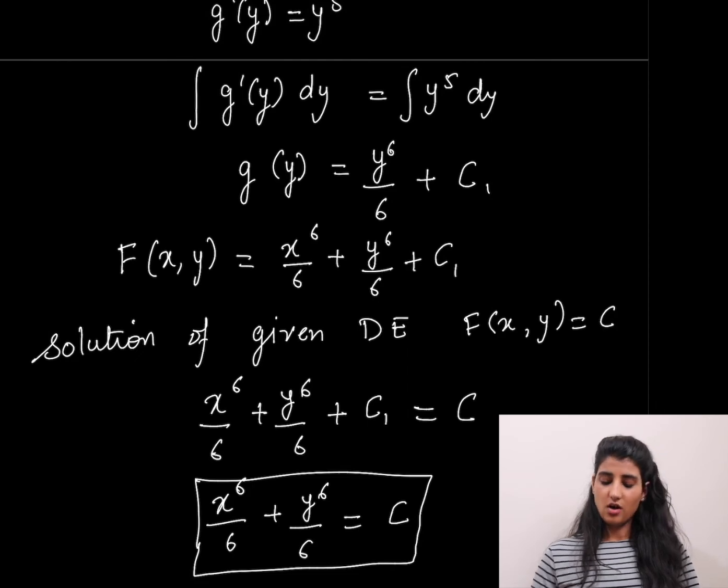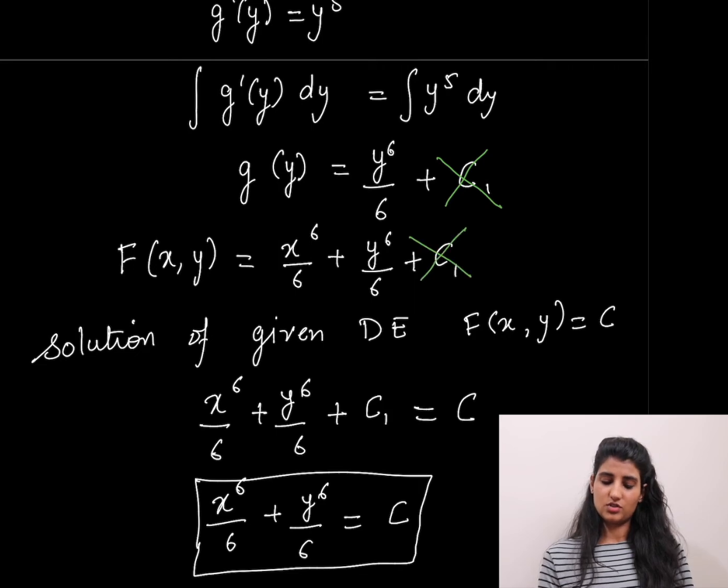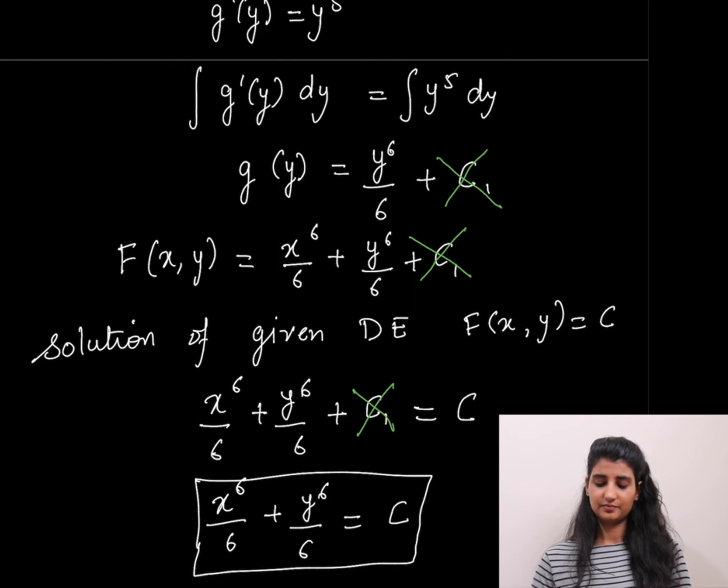So we can always substitute this c minus c1 as a new constant. So generally, when we calculate g(y), we don't put this constant, because it doesn't matter whether you put the constant or not. It's again going to be a new constant. So x^6/6 plus y^6/6 equal to a constant is your answer.